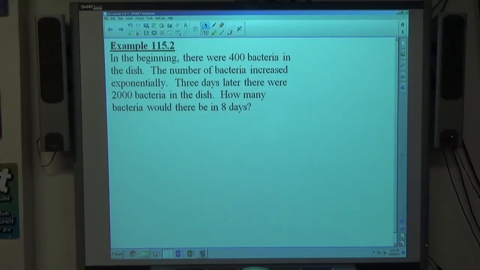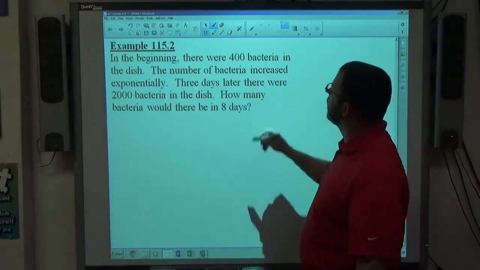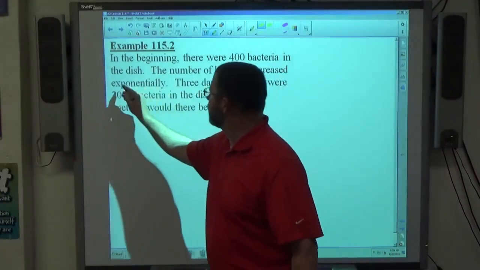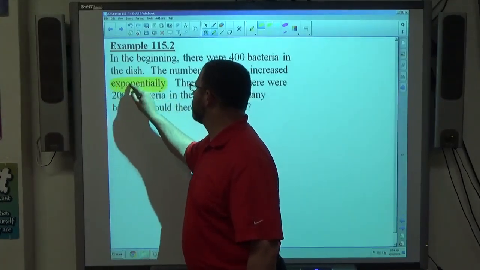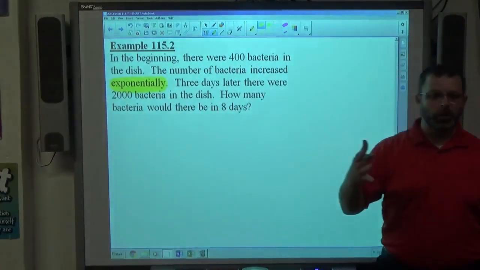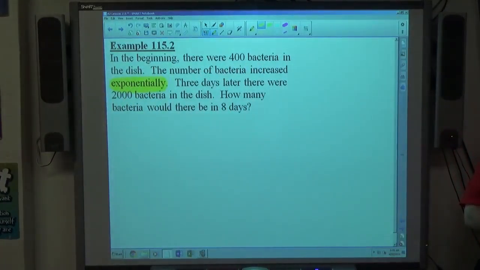Okay, example 2, it says, in the beginning there were 400 bacteria in the dish. The number of bacteria increased exponentially. So this word exponentially, let me just point this out. This is the key word in the word problem. It establishes the growth rate as an exponential growth function. You can also do exponential decay, whether it be growth or decay, they're the same.